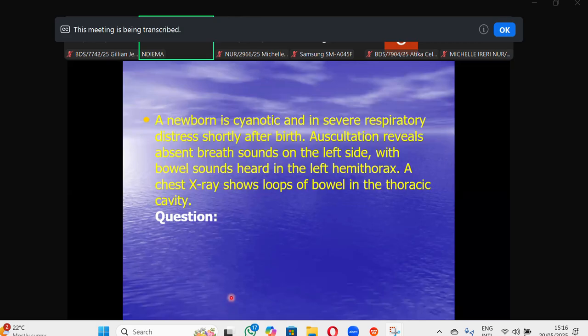What about this one? A newborn is cyanotic with severe respiratory distress shortly after birth, not getting enough oxygen. Auscultation, if you remember what I talked about before, is listening. Auscultation of breath sounds on the left side: when you put your stethoscope and listen, you hear some bowel sounds on the left side.